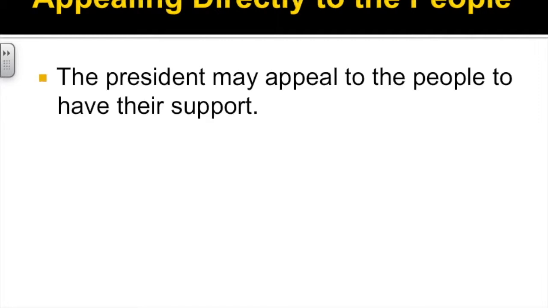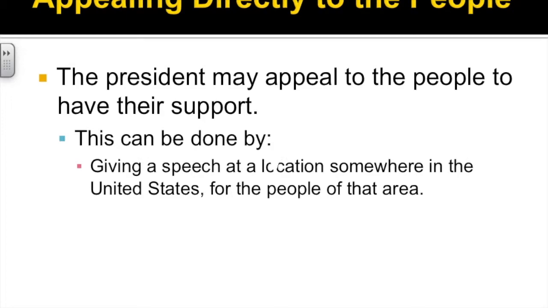The second way is to appeal directly to the people. In this role, the president may appeal to the people to have their support. We talked about what the word appealing means. If something is appealing to you, it means it's interesting, it might look attractive, it might be good. So in this way, the president is trying to gain support for his ideas.